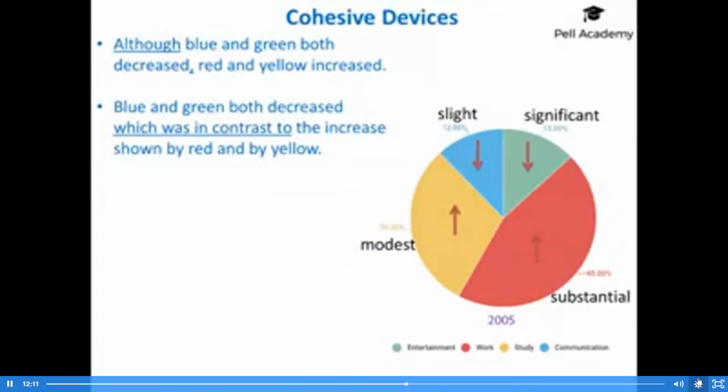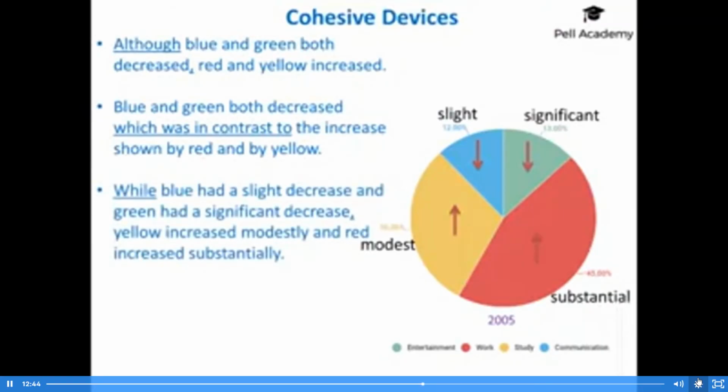So number 2, blue and green both decreased, which was in contrast to the increase shown by red and yellow. So again, I have another cohesive device, which was in contrast to. So that is another way to separate the information, but keep it all in one sentence. Again, this would be the same as number 1 in that you have written an accurate overview, but it is as simple as it could be.